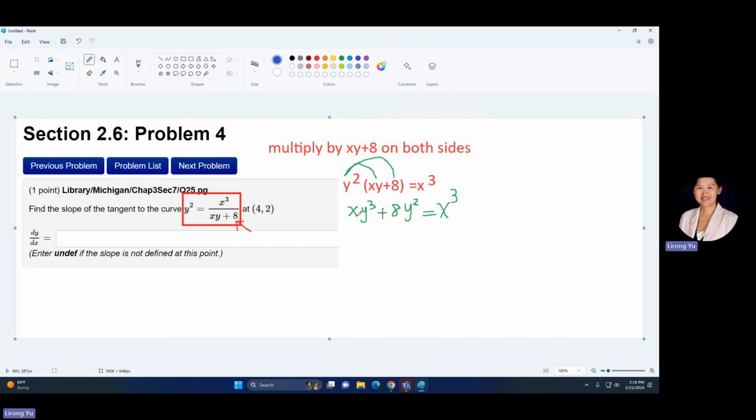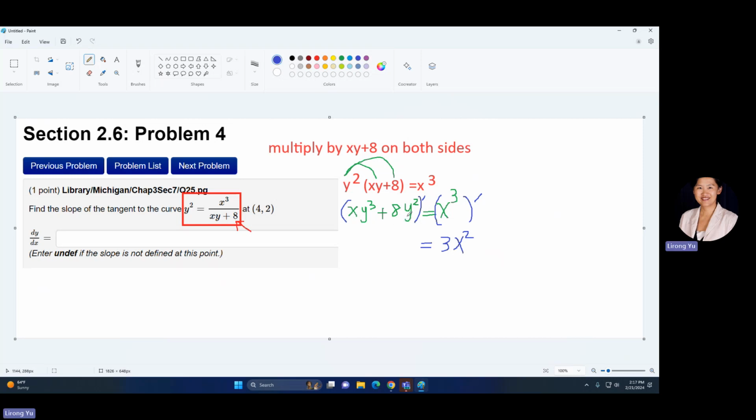Now we're going to find the derivative of the left and then the derivative of the right, and they should be equal. The derivative of the right side is 3x squared. There's no question, that's a power rule. And then we're going to try to find the derivative of the left side.